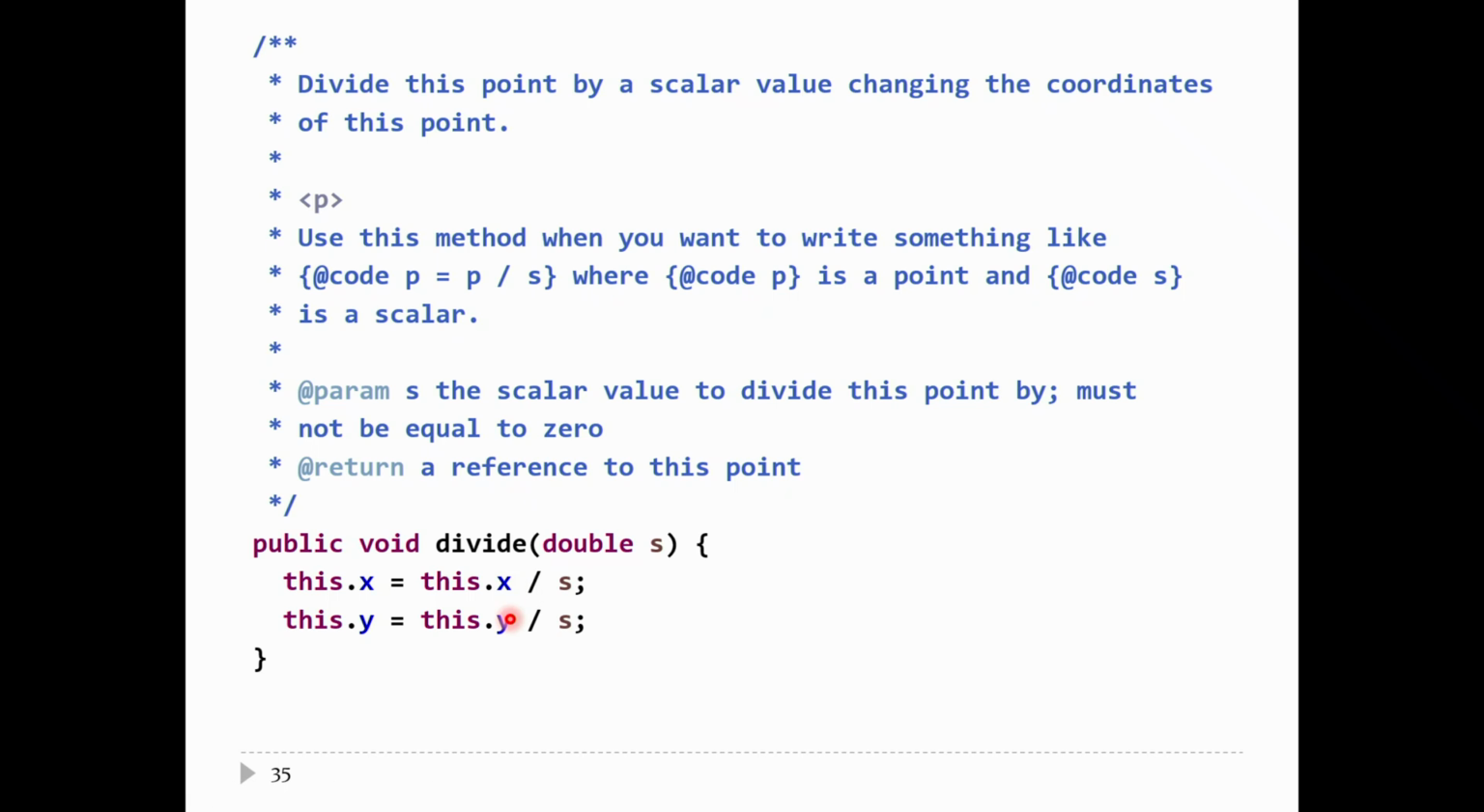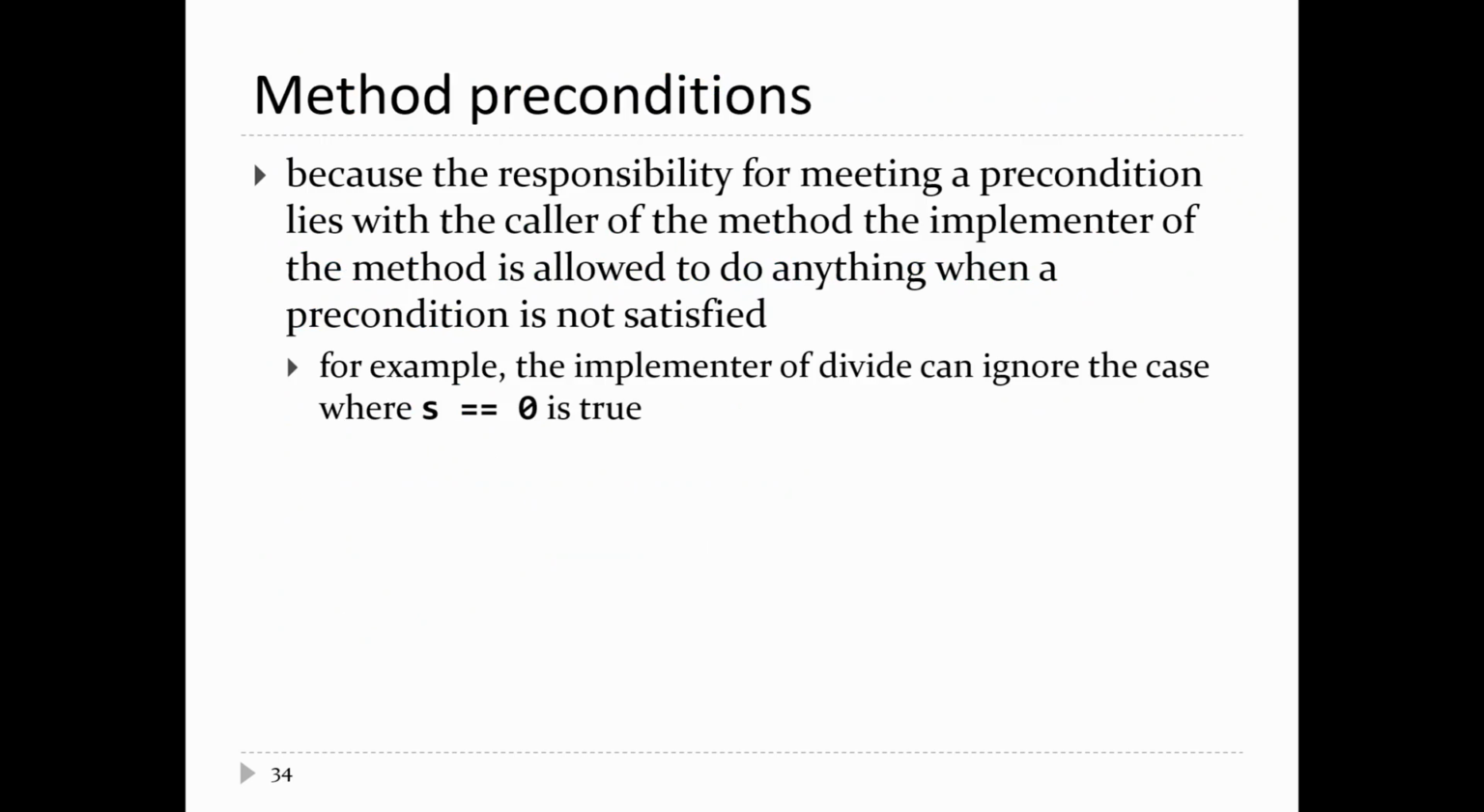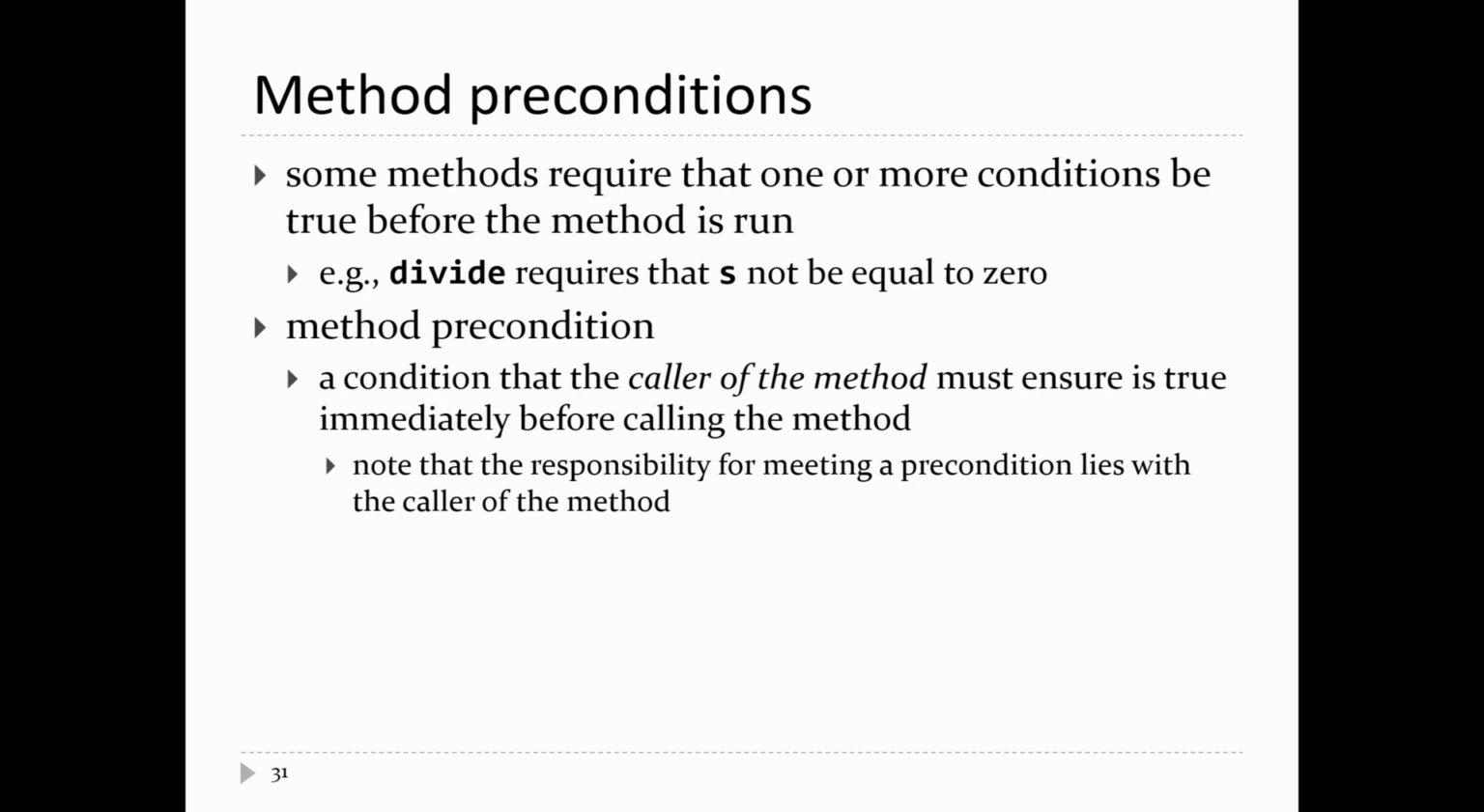If x or y are not 0 and s is 0, then the result is positive or negative infinity in Java. If x or y are equal to 0, then the result is not a number in Java. The positive and negative infinity may not be so bad, but the not a number causes all sorts of problems later on. And so whoever's writing this method might decide that s really shouldn't be 0 if you want to use this method correctly.